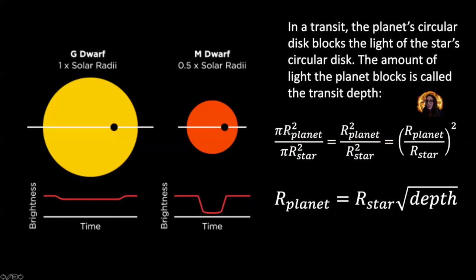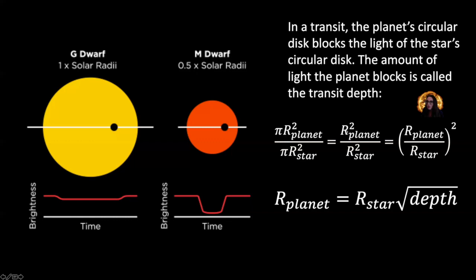So the transit depth is the ratio of the area of the planet to the area of the star, at least the cross-sectional area of the planet to the cross-sectional area of the star. So on top here, we have the area of the planet, pi times the radius of the planet squared, divided by the area of the star, pi times the radius of the star squared. Okay, so the pi's cancel on top and bottom.